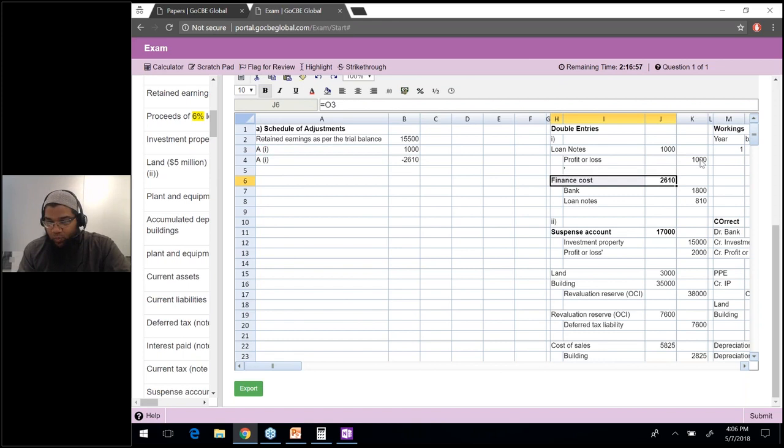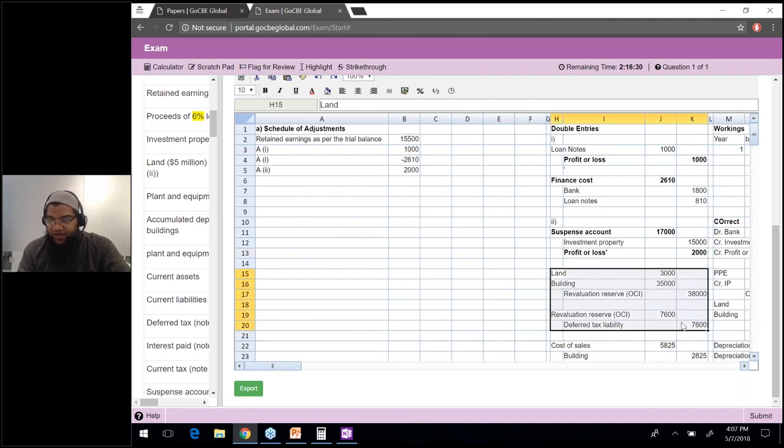And I'm making this bold. The bold basically means that we have incorporated the impact of this, so that we can have control over which impacts have been incorporated and which impacts have not yet been incorporated. In adjustment number two, we have credited P&L. So this will be plus 2000, and I'm making this bold again. So this means that this has also been incorporated.